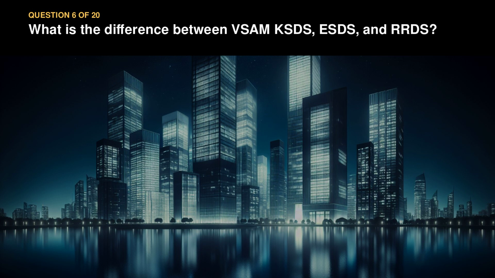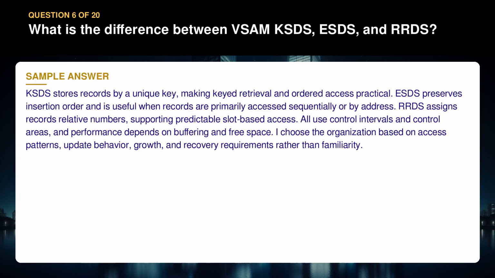Question 6. What is the difference between VSAM KSDS, ESDS, and RRDS? KSDS stores records by a unique key, making keyed retrieval and ordered access practical. ESDS preserves insertion order and is useful when records are primarily accessed sequentially or by address. RRDS assigns records relative numbers, supporting predictable slot-based access. All use control intervals and control areas, and performance depends on buffering and free space.